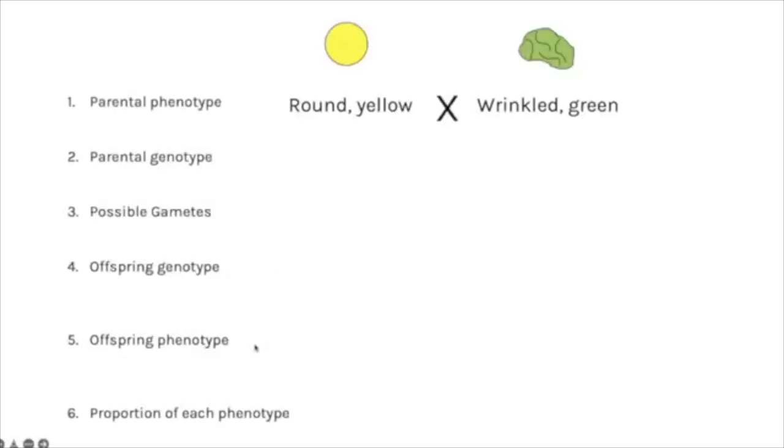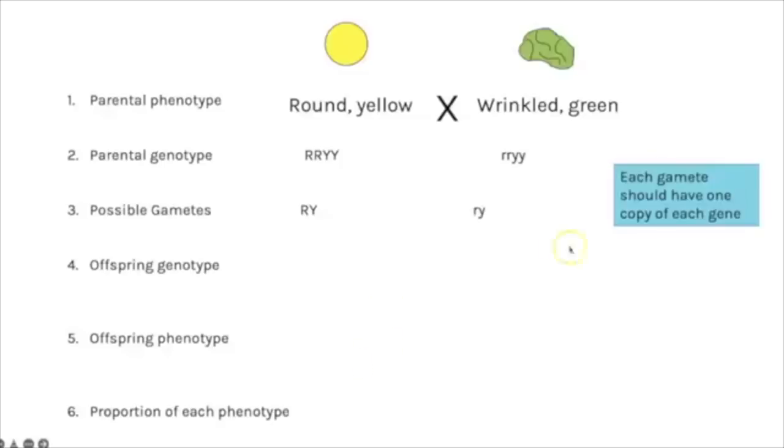So if we have a look at this example, with our round and yellow, round is dominant and yellow is dominant, wrinkled and green are recessive. And in this example, although we've got the 2 dominant traits, they are homozygous dominant. And they would have to tell you that in the question, or they would have to give you information so you could work it out. So then we'd have a look at our gametes, and each gamete should have 1 copy of each gene. So you need 1 of the letter R's for the shape, 1 of the letter Y's for the colour.